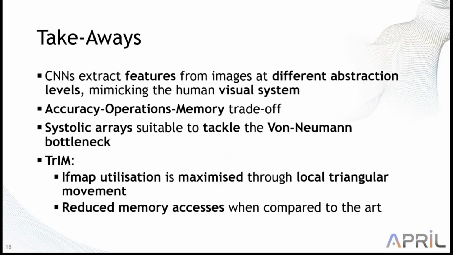So finally, as we said, convolutional neural networks are very well-known models that behave as feature extractors, extracting features at different levels of abstraction. But accuracy, operations, and memory is an important trade-off to consider. For this reason, systolic arrays are promising candidates to tackle the data communication between the computing core and the memory, the well-known von Neumann bottleneck. In particular, with TrIM, we maximize the input feature map utilization locally through this new triangular movement. And when compared to the state of the art, we have reduced memory access overall.